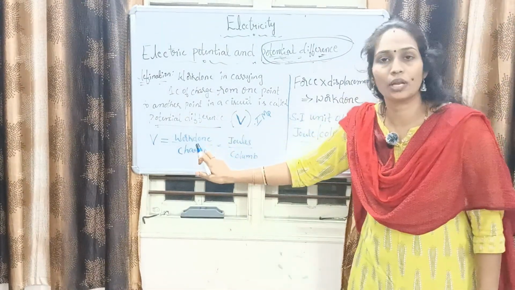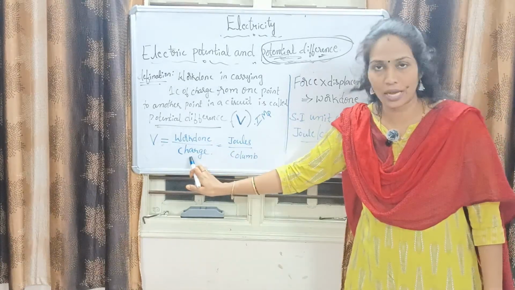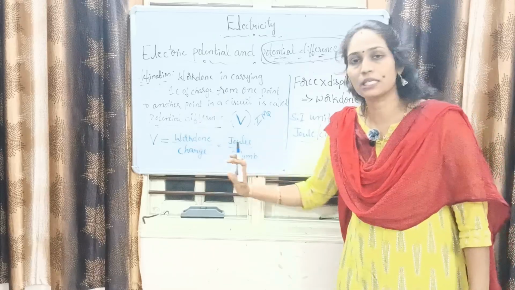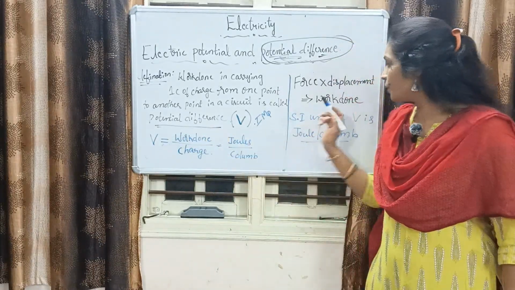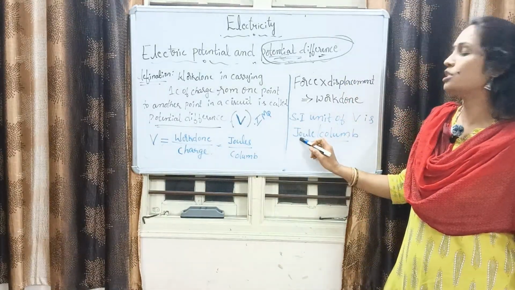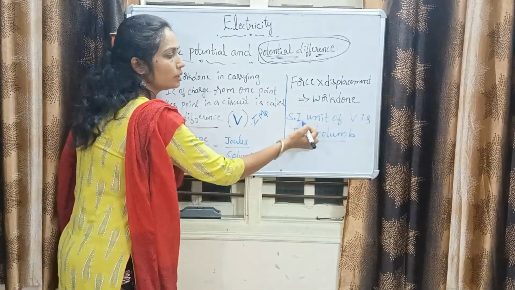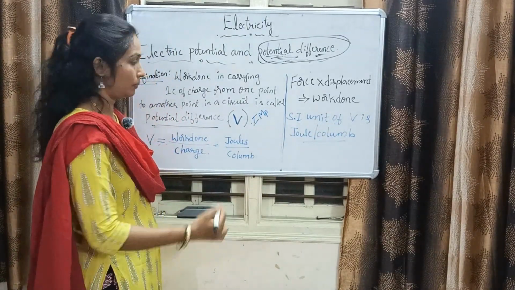The work done is represented in the SI unit called joules, whereas charge, which I already taught you in a previous video, is represented with the help of coulomb. So what is the SI unit of this potential difference? It is nothing but joule per coulomb. Okay. I told you the SI unit of potential difference is joule per coulomb.